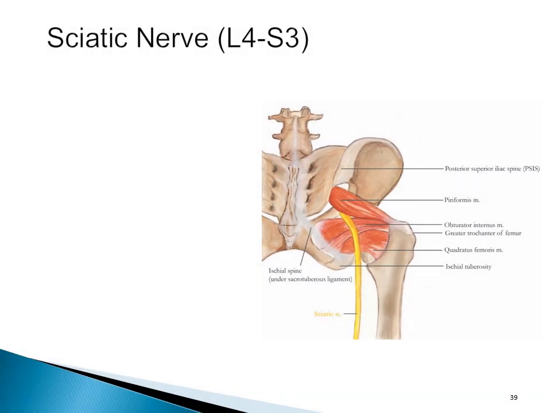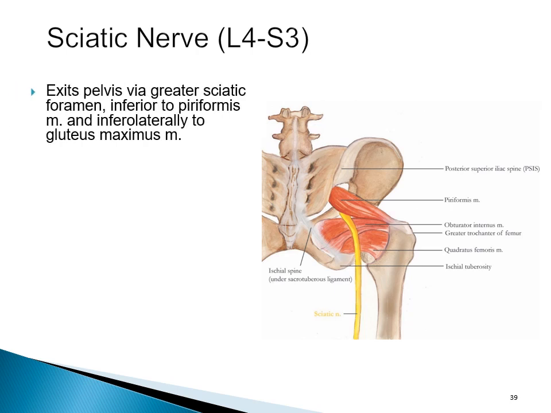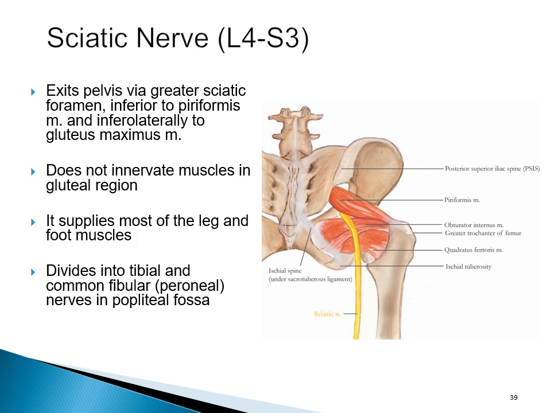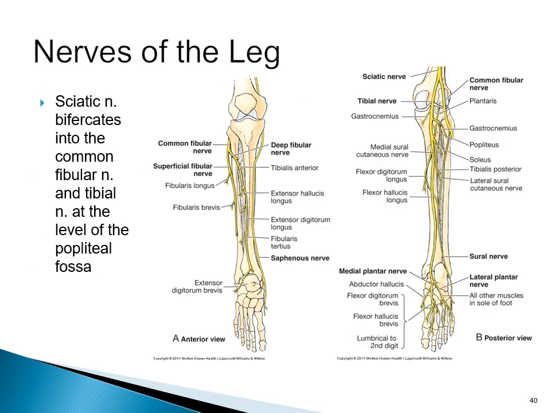Sciatic nerve, L4 through S1. It's located inferior to the piriformis muscle, inferior lateral to the gluteus maximus muscle. It's divided into the tibial and common fibular nerve at the popliteal fossa. The sciatic nerve bifurcates into the common fibular nerve and the tibial nerve at the level of the popliteal fossa. This is located better on the posterior view than the anterior view.